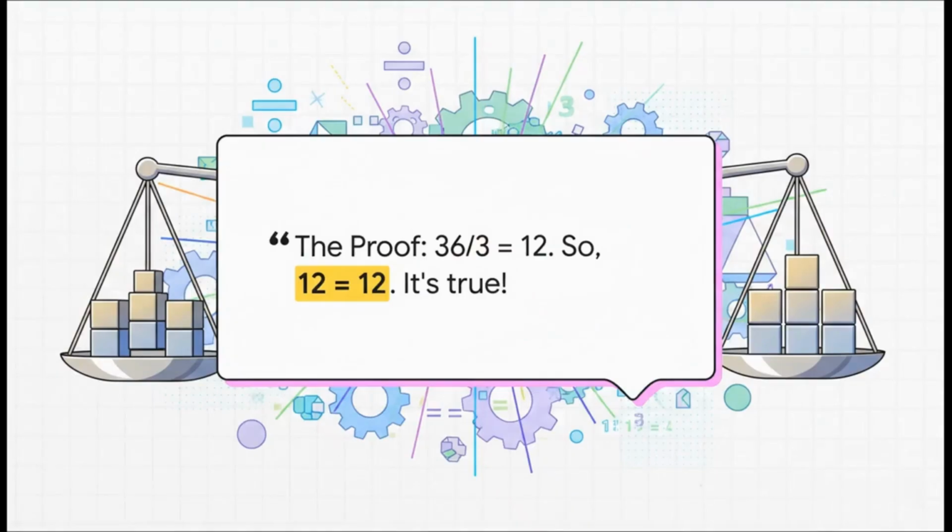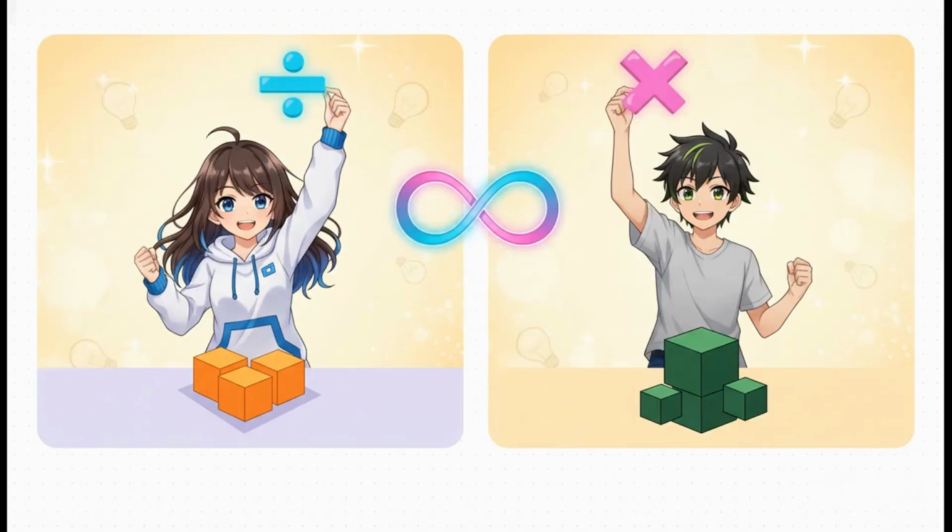Okay, moment of truth. Let's check our work. We plug 36 back in for n. Is 36 divided by 3 equal to 12? Yep, it is. 12 equals 12. The scale is perfectly balanced. Our answer is solid. And this, right here, this is the aha moment. This is where it all clicks together.